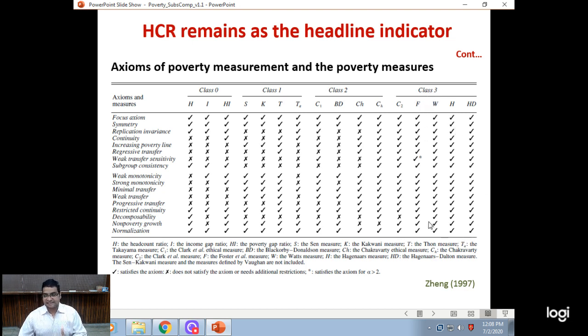That basically signifies that all these measures are satisfying all the desirable properties a poverty measure should have. So in that sense, there is no dearth of good measures in poverty. But the point I am making here is, in spite of there being no dearth of good measures, the headcount ratio, which is the very first class 0 measure in this table, fails in quite a few properties as you can see here, but still it remains the headline indicator.